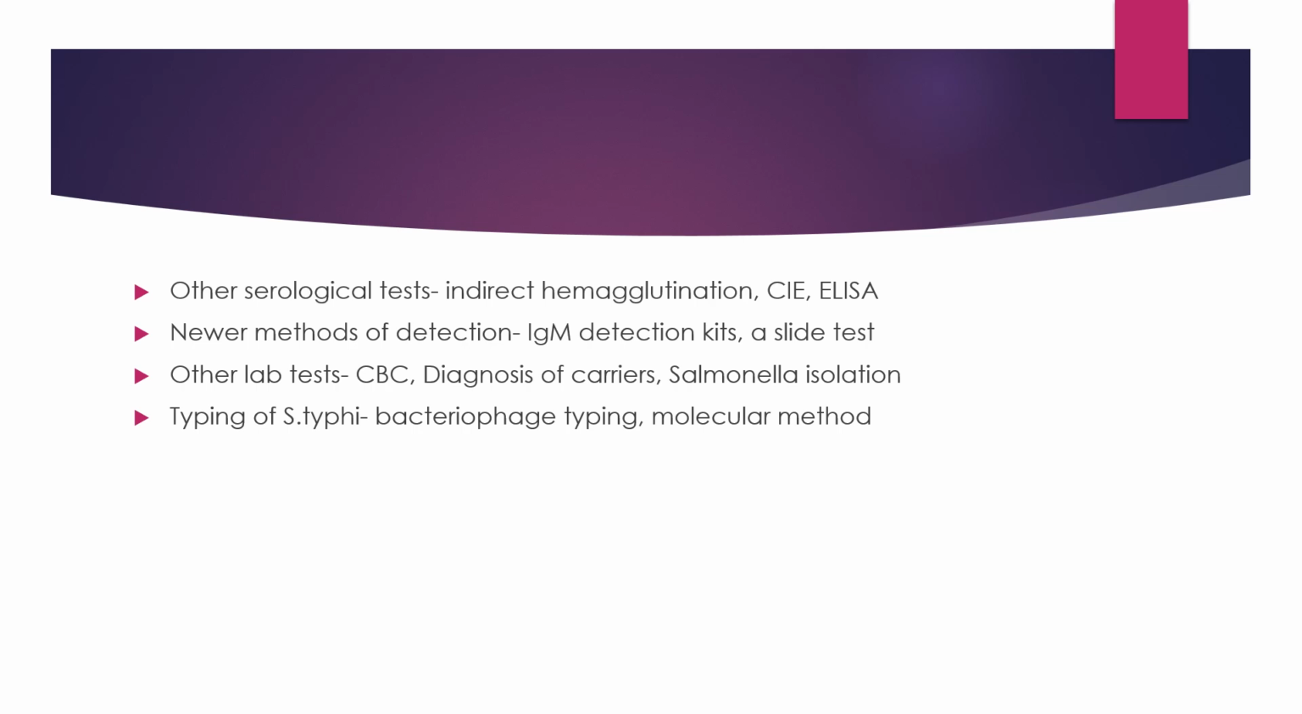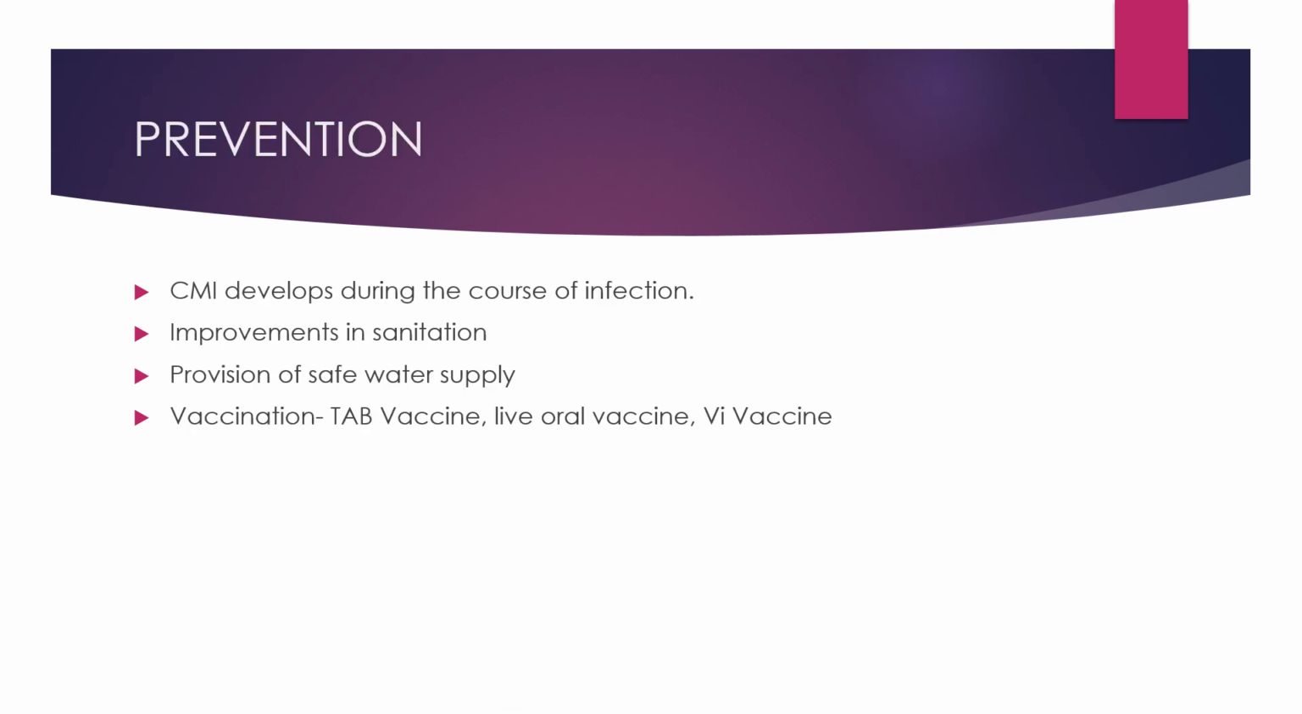Now we'll be looking into the prevention. So this is CMI, cell-mediated immunity. It develops during the course of the infection. We can prevent it by improvement in sanitation and provision of safe water supply. Also, there are vaccines available now.